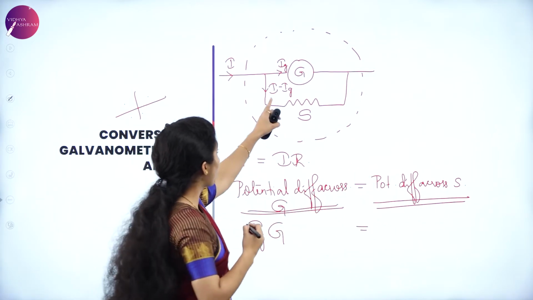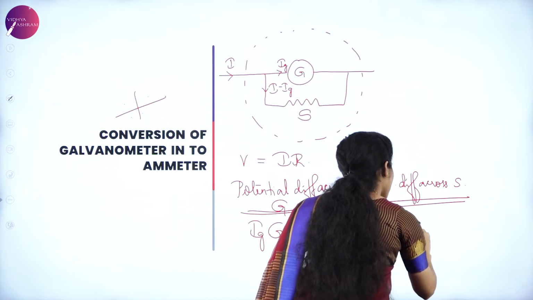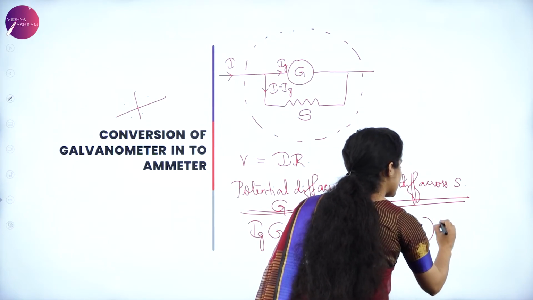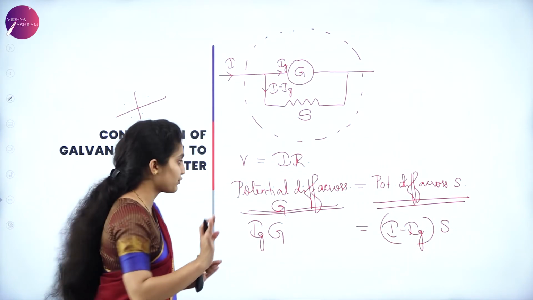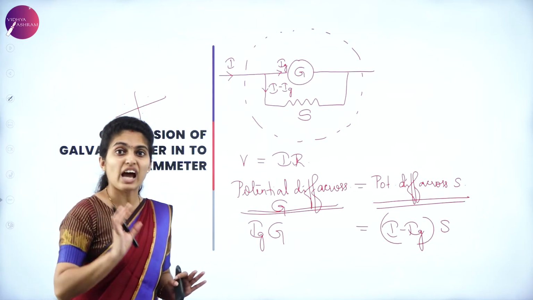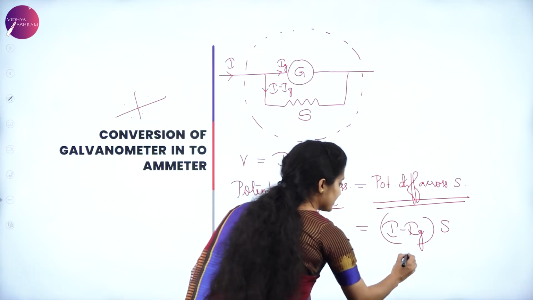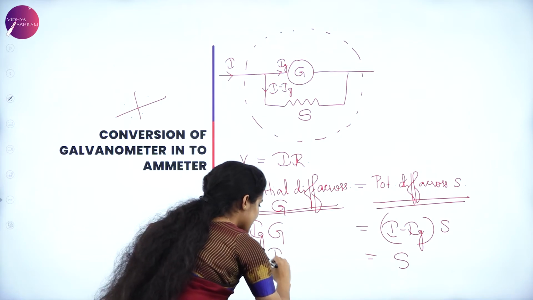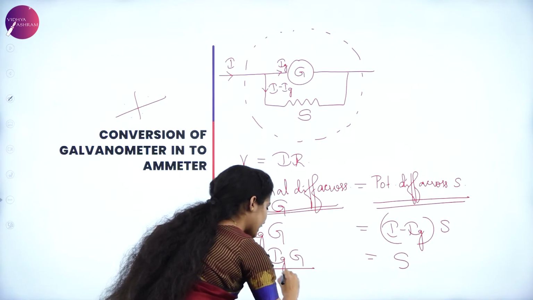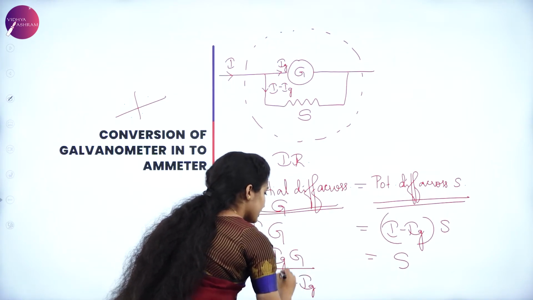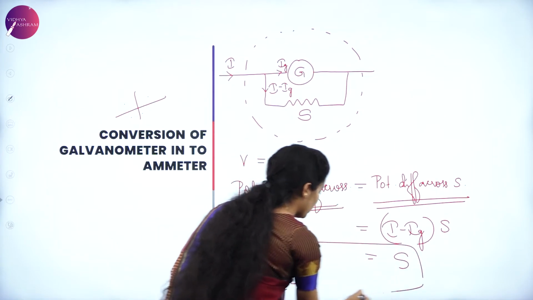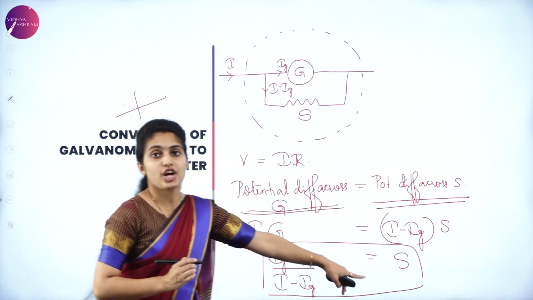Across S, you have current as I minus Ig and the shunt resistance is nothing but S itself. So you are calculating for Ig. So retain your S here. So now Ig divided by I minus Ig. This is the value for you to check on the shunt resistance.